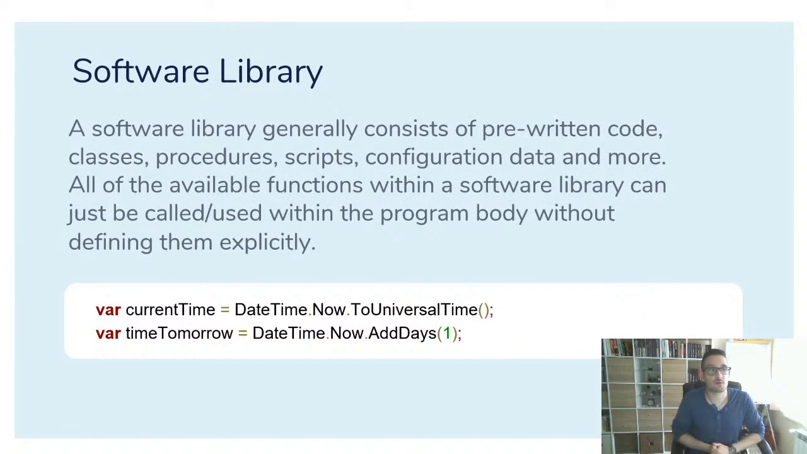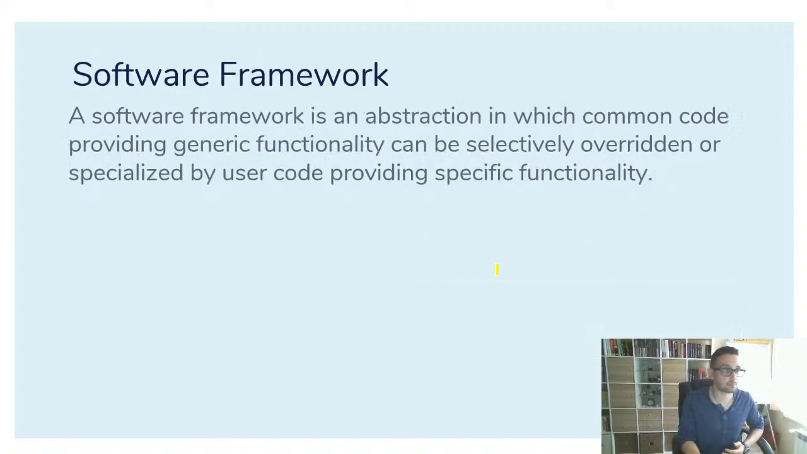First, what is a software library? Well, the software library is pre-written code, like classes, methods, scripts, configuration data, and more. You can use it later on in your code, tests, etc., without writing it every time again and again. The most famous example in .NET is the .NET time library, working with date and times.